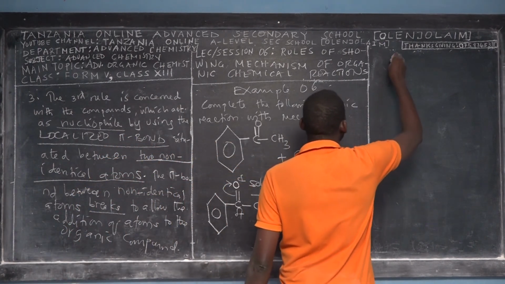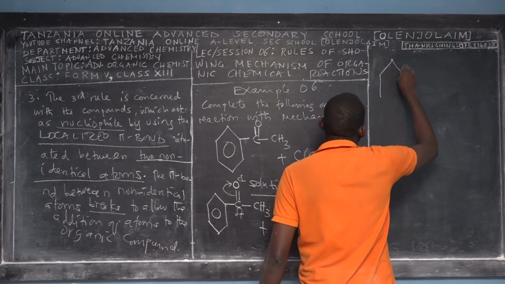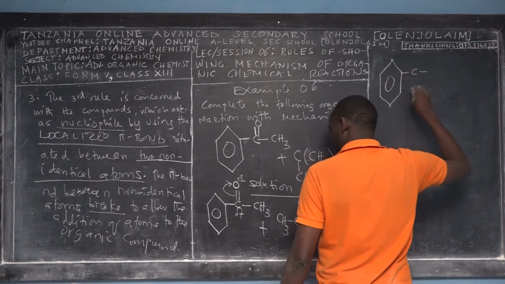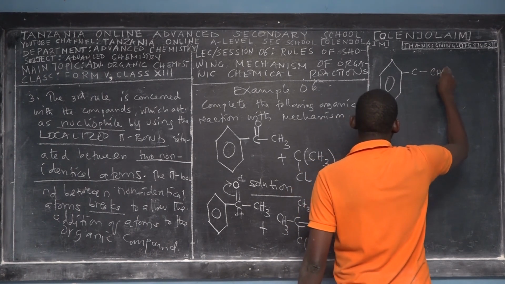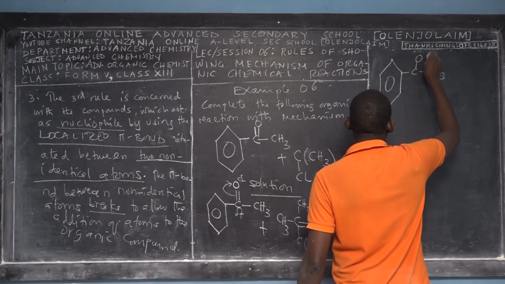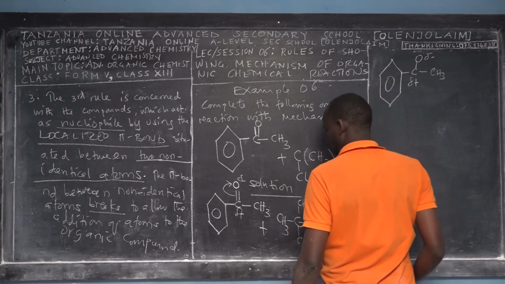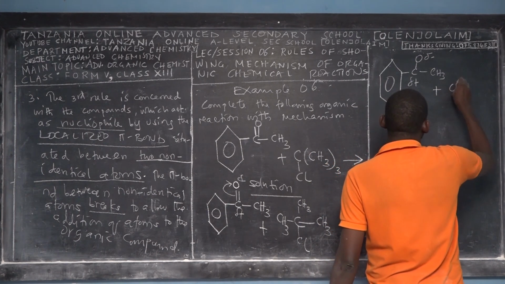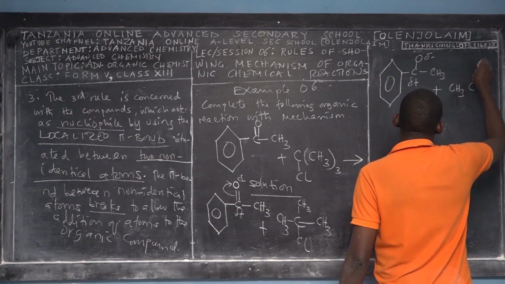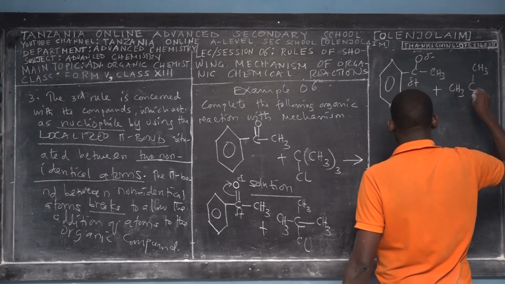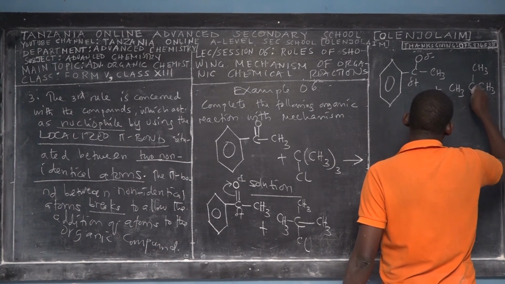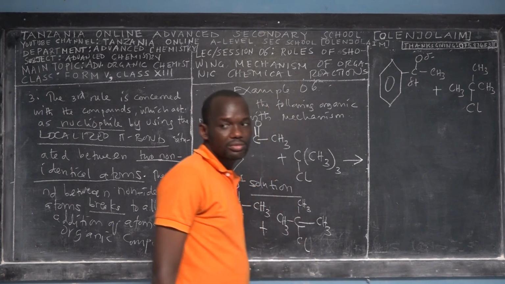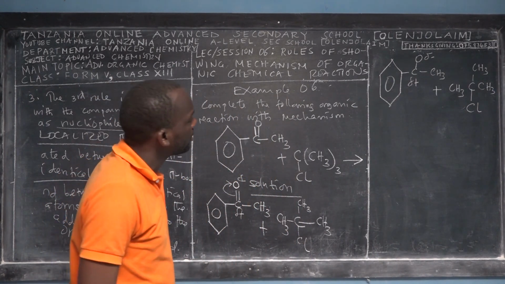The next state. Here we have carbon, and here you have the methyl group. Here you have a sigma bond. This is partially negative, this is partially positive. Plus, we didn't do anything else to the CH3 carbons. CH3, then CH3, and here we have chlorine.